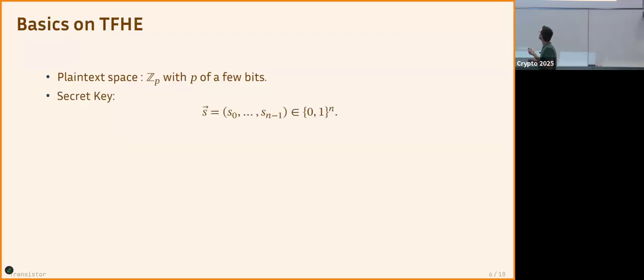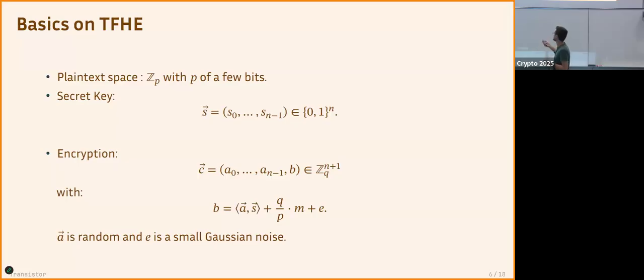Then the secret key is a vector of bits, and when you want to encrypt a message, you embed your message in a larger ring Q, where Q is usually 2^64. And then you sample a random mask of elements of this ring, you compute the inner product, you add the message that you have moved to the most significant bits, and finally you add a small random Gaussian noise, and just like that you build a learning with errors instance.